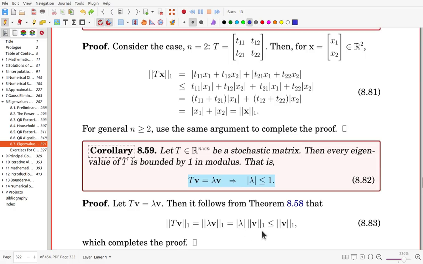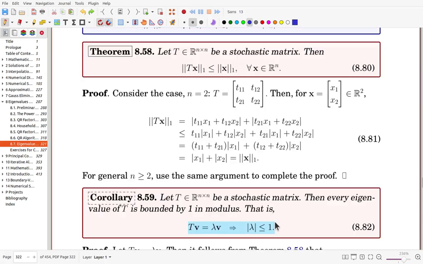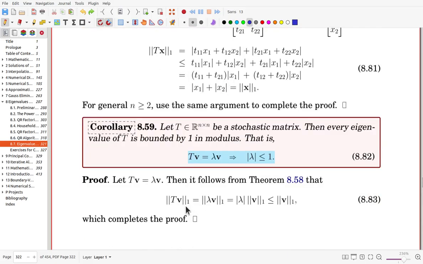And then, by using that theorem, the 1-norm of Tx is bounded by the 1-norm of x, so the 1-norm of Tv is bounded by the 1-norm of v. So this quantity is bounded by that one, the same 1-norm of v. If we cancel these two, then the absolute value of lambda must be bounded by 1. That's exactly this one. Not complicated, right?